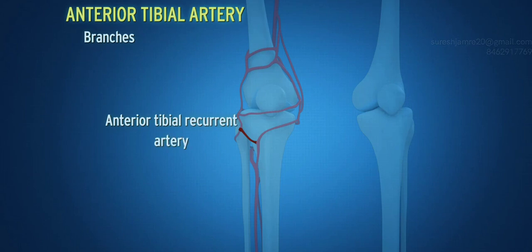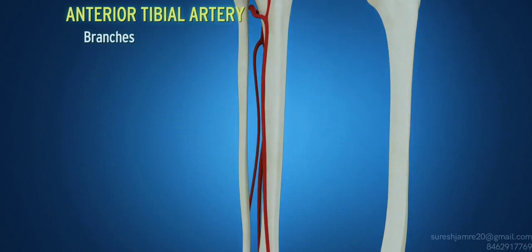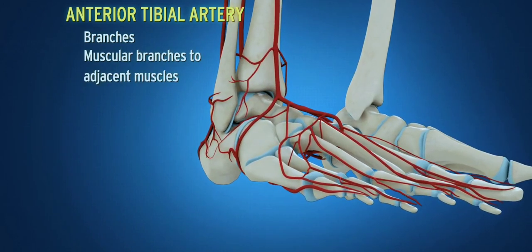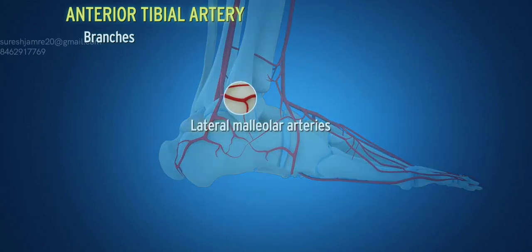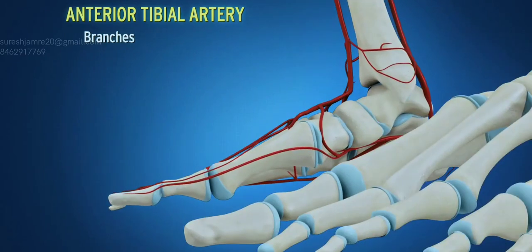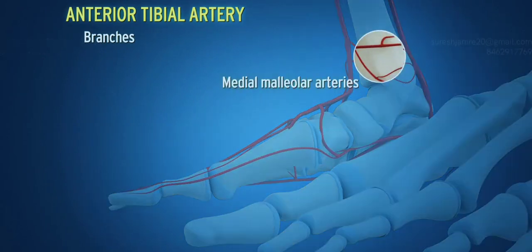Anterior tibial recurrent artery. It ascends in tibialis anterior, ramifies on the front and sides of the knee joint and joins the patellar network, anastomosing with the genicular branches of the popliteal and circumflex fibular arteries. Muscular branches to adjacent muscles. Lateral malleolar arteries and medial malleolar arteries. They take part in the anastomosis around the ankle joint.